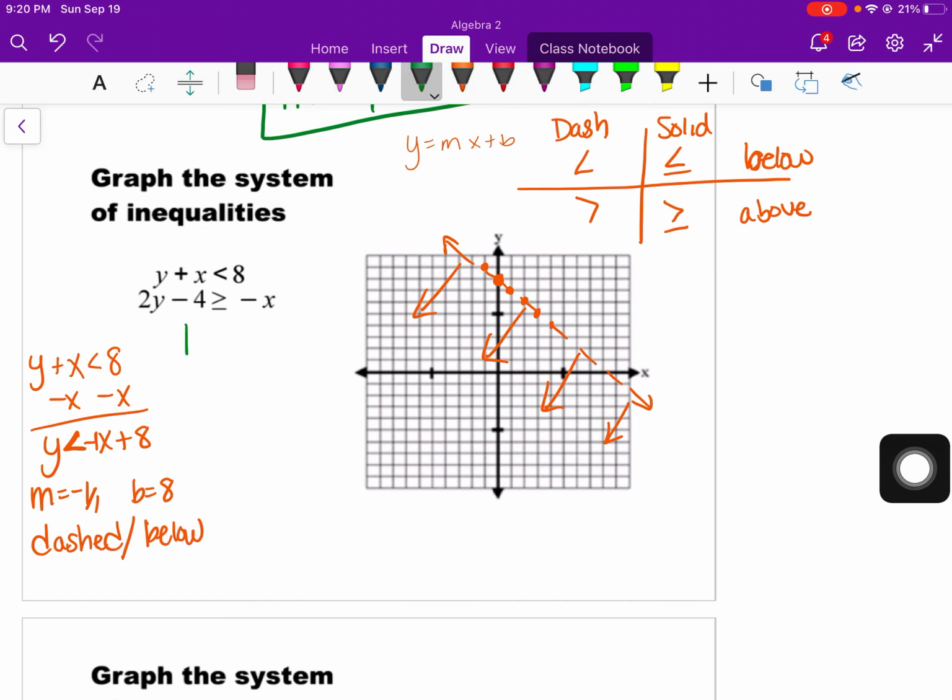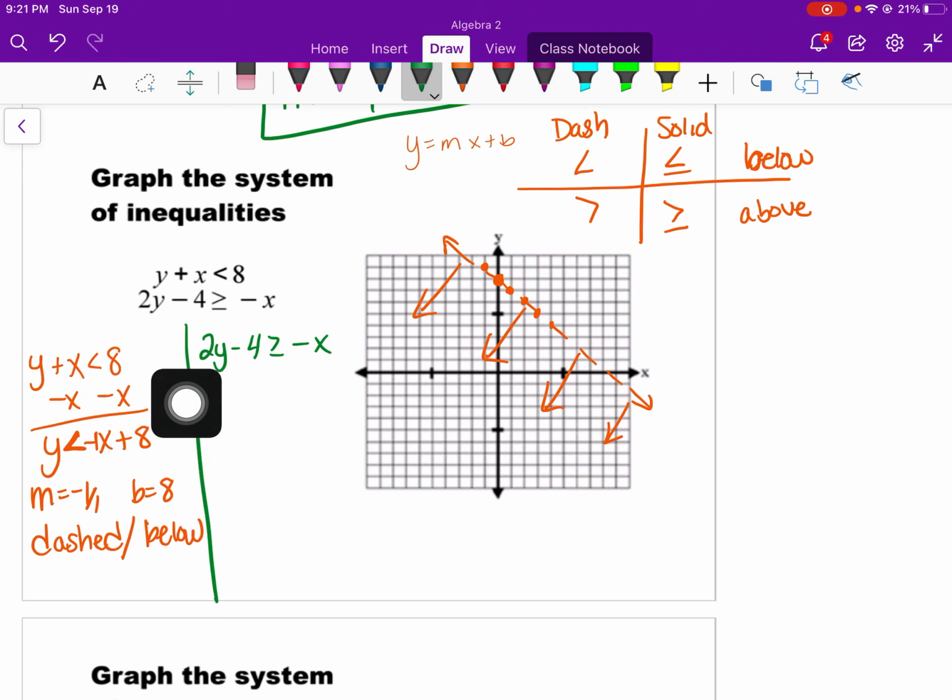All right, then my next line is 2y minus 4 greater than or equal to negative x. So I need to solve for y, so I need to isolate this y. The first thing I'm going to do with this minus 4 is add it over. We get 2y greater than or equal to, can't combine those, so it's just negative x plus 4.